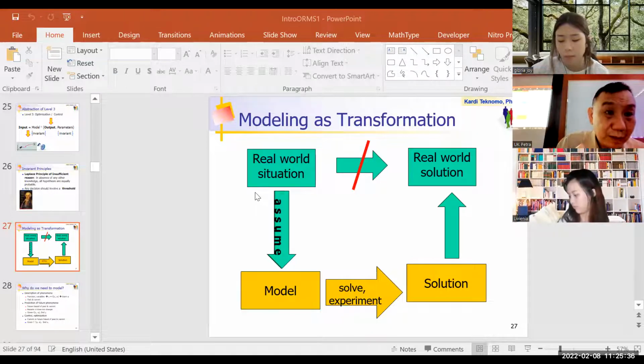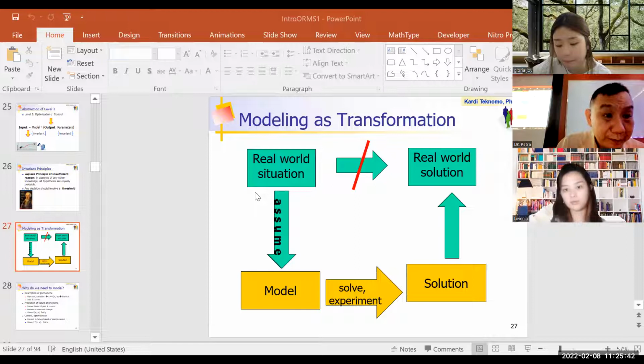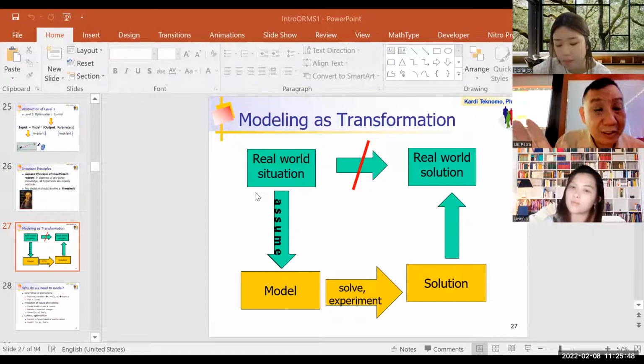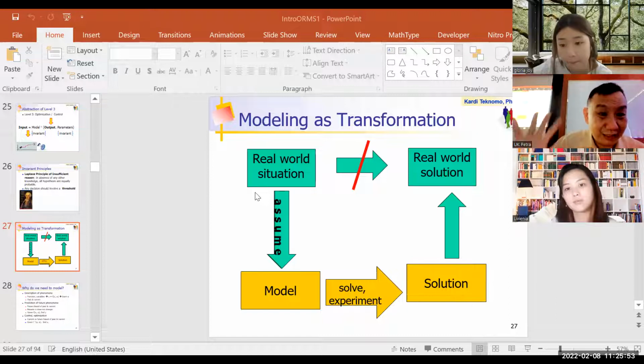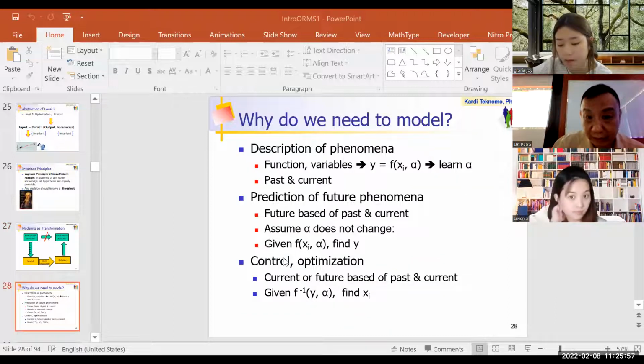Much better. And you will get the optimization. That's why we do modeling. That's why we don't do experimentation directly in the real world. Is that clear? Okay, so this is just the same as before, the three things that I explained about it.